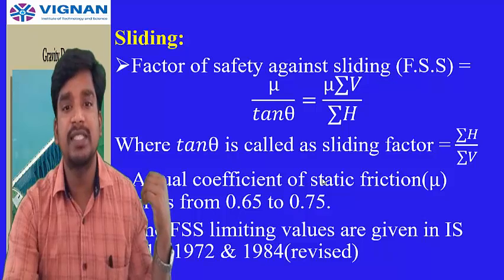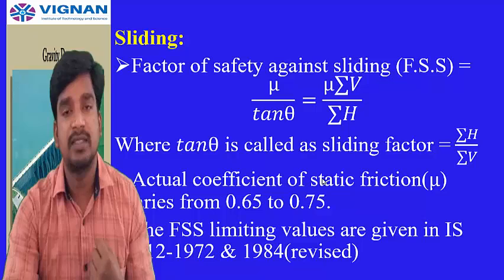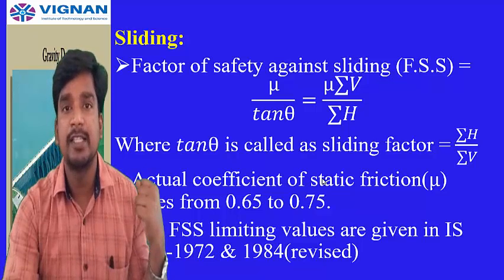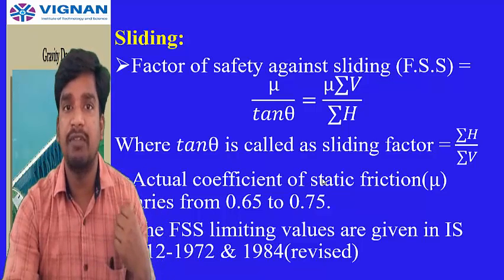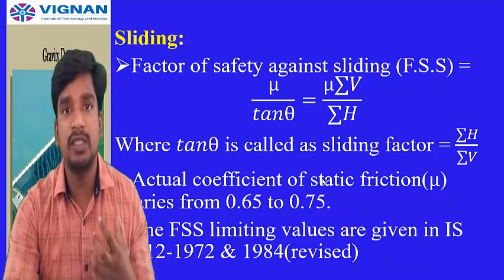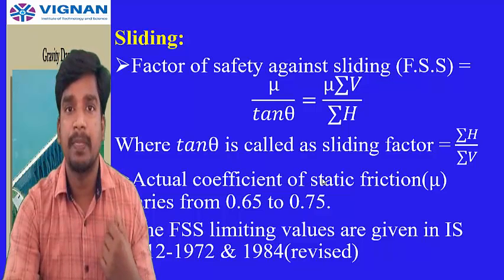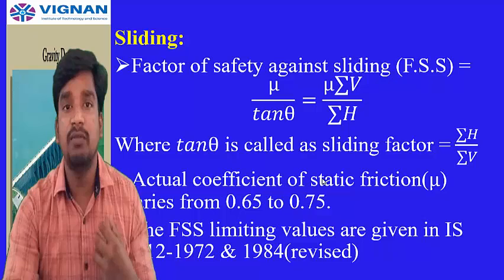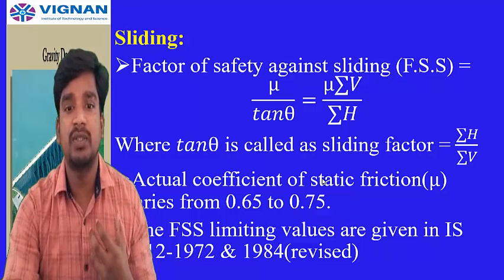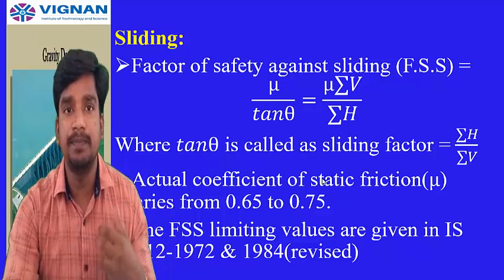Here, what is the meaning of this tan theta? Here tan theta is called as sliding factor. So what is the meaning of sliding factor? It is the ratio between summation of horizontal forces and the summation of vertical forces in the dam. So this is what will give you the tan theta values, and here what is mu?